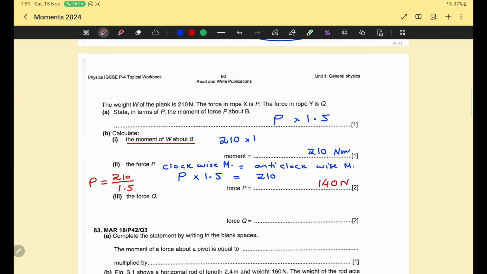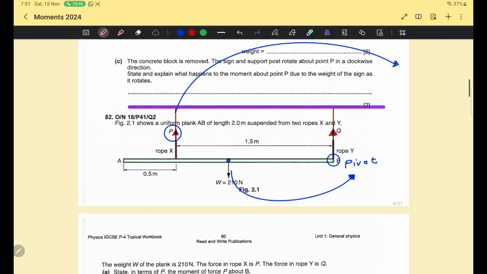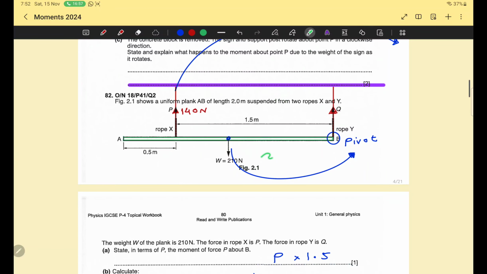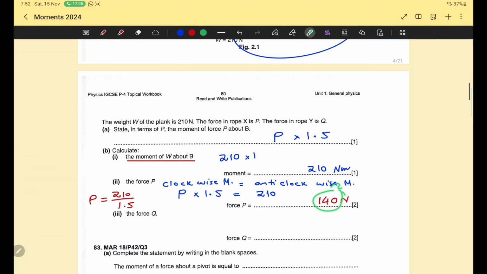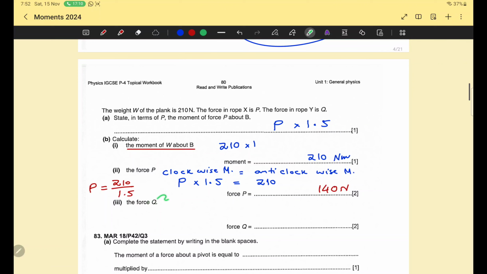So 140 Newton force in this rope P. In this rope P, 140 Newton force is acting in upward direction. The weight of the plank is 210. And now they are asking, what is force Q?